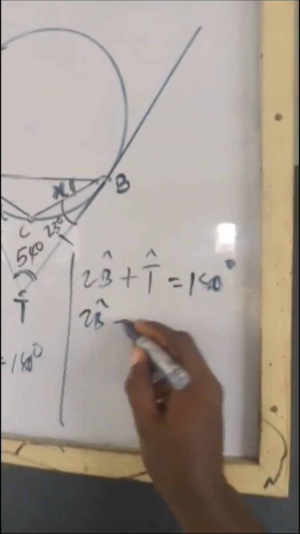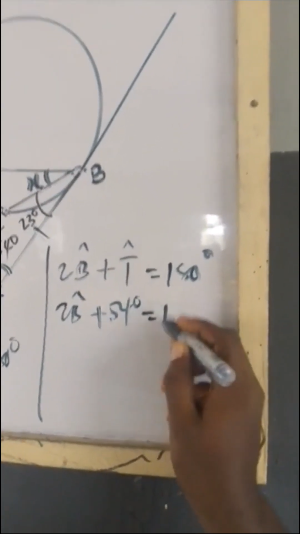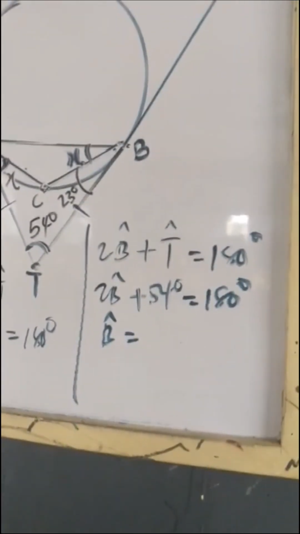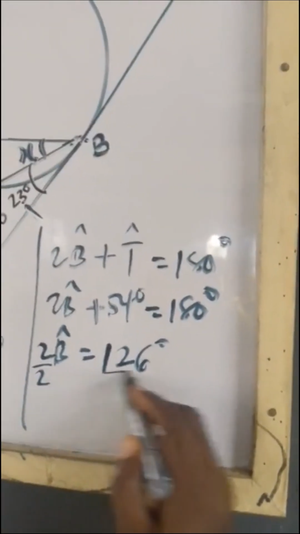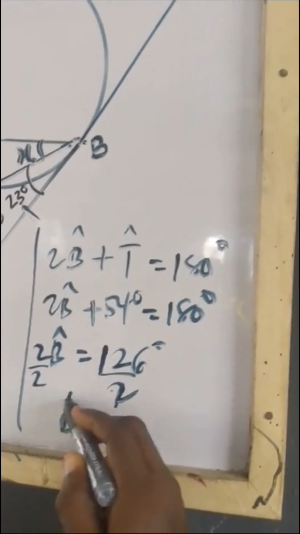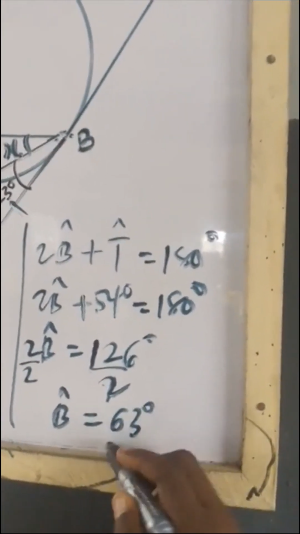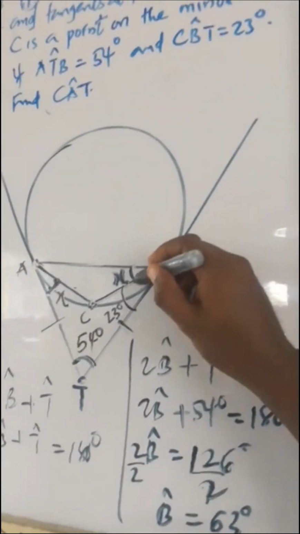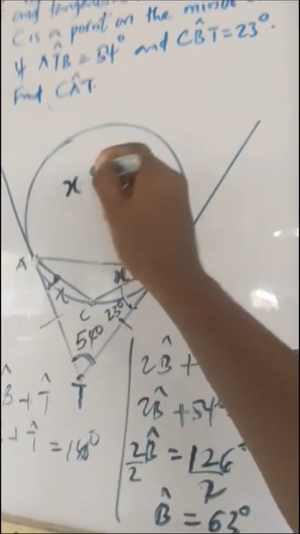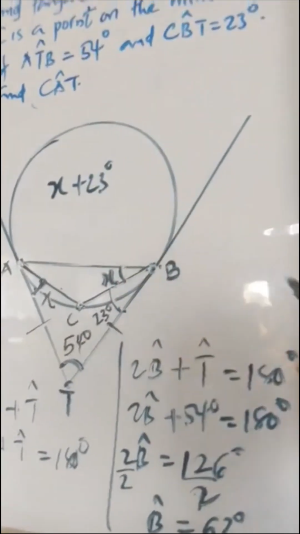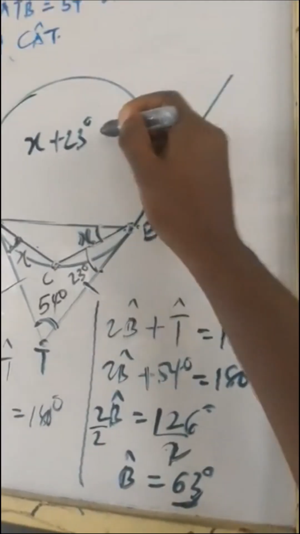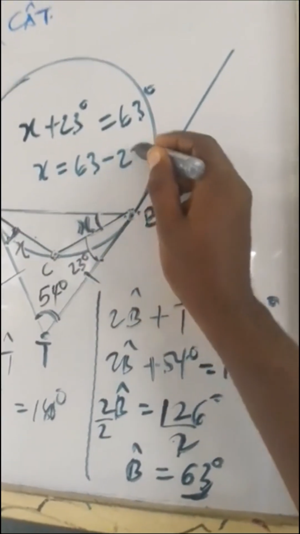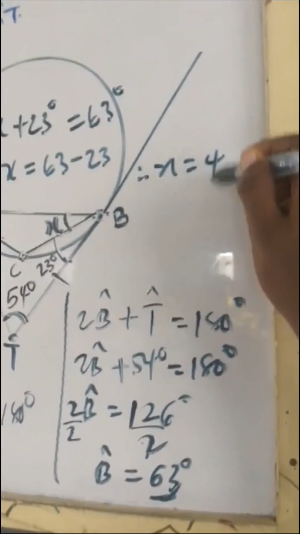So we can say 2 angle B. Angle T is 54 from here. Plus 54 equals to 180. If you solve this out, you are going to get B to be equals to... If you divide both sides by 2 from here, it means angle B equals to what? 63 degrees. Let's now come back here. This angle B comprises two angles, this x and 23. So definitely x plus 23 is the whole of angle B, and angle B is what? 63. So our x is 63 minus 23. So therefore x equals 40 degrees.